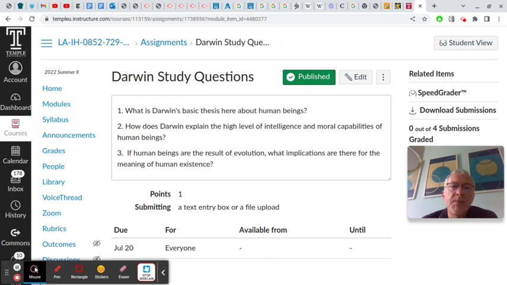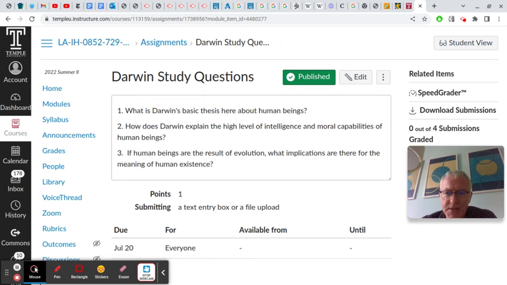Number two, how does Darwin explain the high level of intelligence and moral capabilities of human beings? The first question, the question of, well, we are different, right, from other creatures. We are much smarter. We have the capacity to reason, all that goes along with it. How do you explain that in evolutionary terms? Darwin doesn't think that's a very difficult question. He regards it simply as a difference in level of intelligence. His idea is that animal intelligence and human intelligence are the same, it's just that we have a lot more of it. So clearly that is the result of evolution.